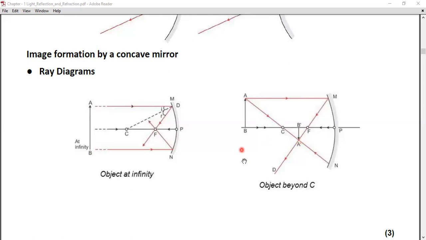See, the reflected light ray 1 and the reflected light ray 2 are intersecting here, where you will expect the image. Now see guys, in the second rule, when the object is kept beyond C, then image will form between F and C. Okay, between F and C. When the object is at infinity, we got image at focus. Now when the object is kept beyond C, students, then the image will form between F and C. Right? This is the second situation.